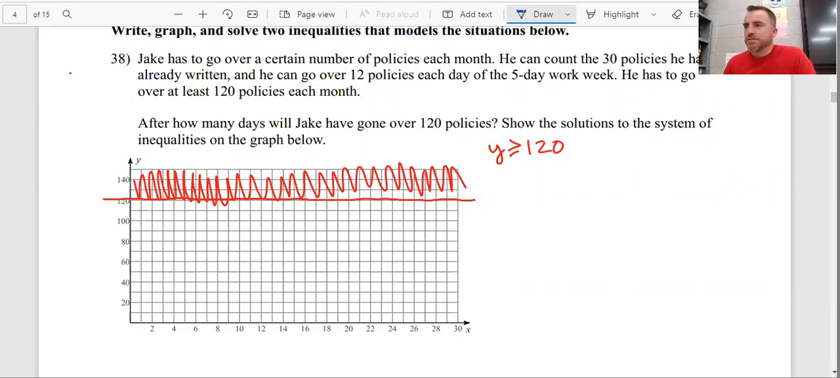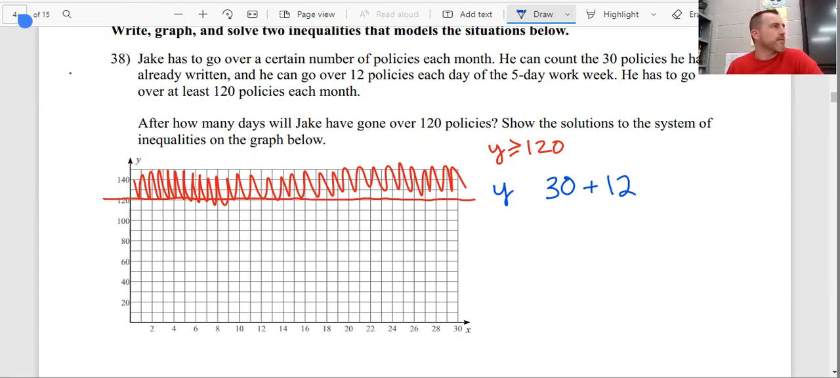All right, so let's finish this one. I don't remember where I left off, but we have to get to at least 120 policies. So anything above that line is good. Well, how are we going to get there? The number of policies that Jake has already gone over is 30 currently, but he adds to that 12 policies every single day, or that's the most he can add to it every single day.